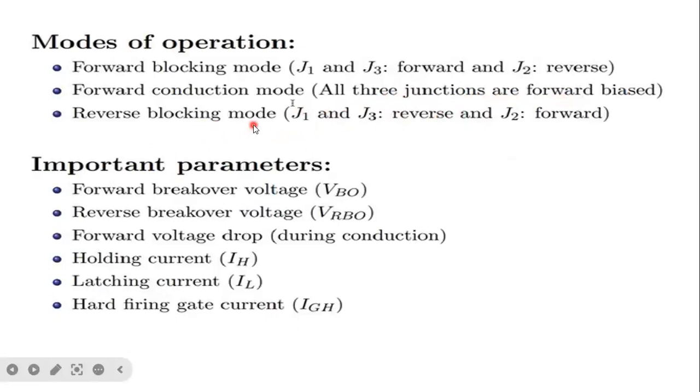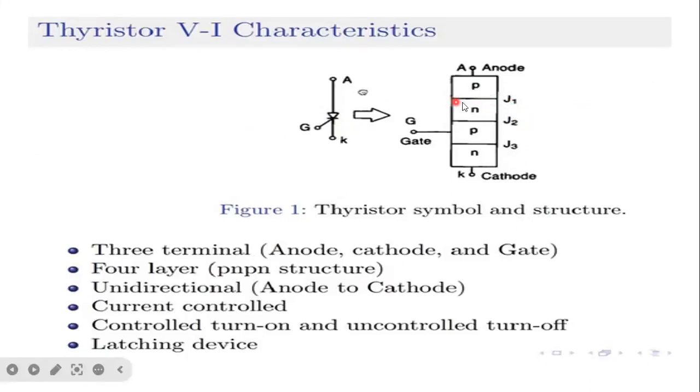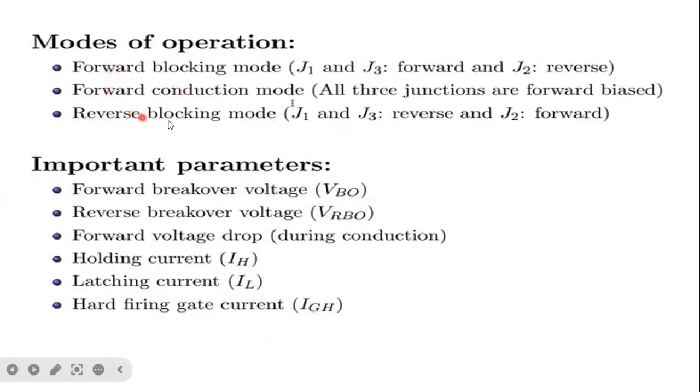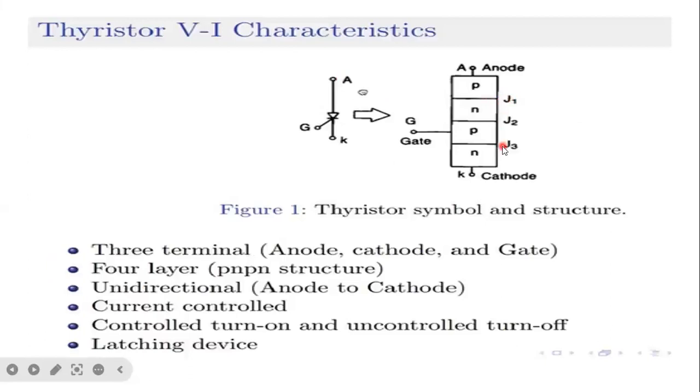Next, reverse blocking mode. In this mode, the outer junctions become reverse biased and the inner junction is forward biased. That means J1 and J3 are reverse biased and J2 is forward biased. That's why it is called a reverse blocking mode. So these are the three different modes of operation of the SCR: forward blocking mode, forward conduction mode, and reverse blocking mode. In forward blocking mode, J1 and J3 are forward biased and J2 is reverse biased. In reverse blocking mode, J1 and J3 are reverse biased and J2 is forward biased.